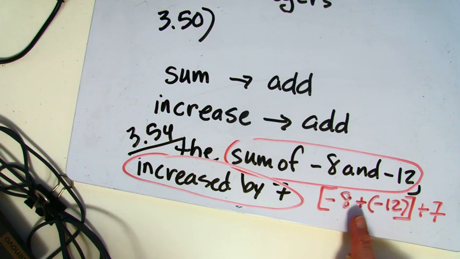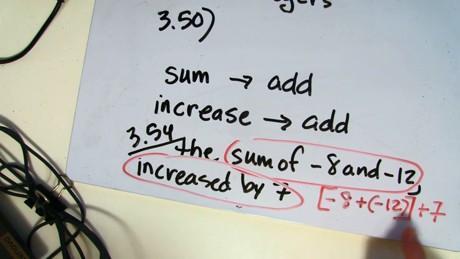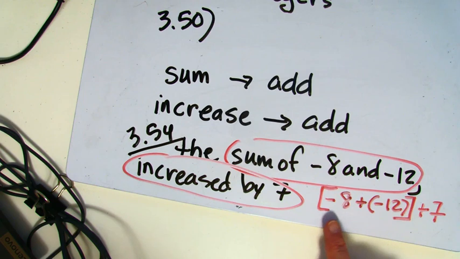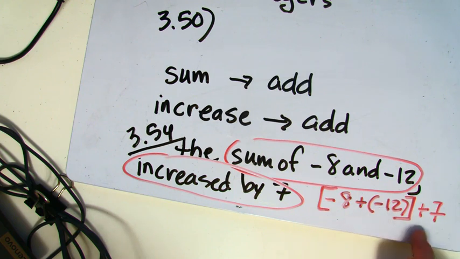Now, if you don't put the brackets, it's not going to make a difference because you're adding. If we had different operations like multiply or divide, things might change a bit. But if you just had -8 plus -12 plus 7, you're still going to get the same result. If you do have brackets or parentheses, you're going to solve the operation within that first and then add the 7.